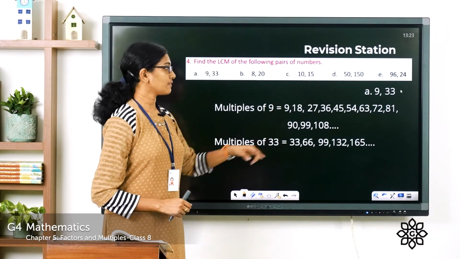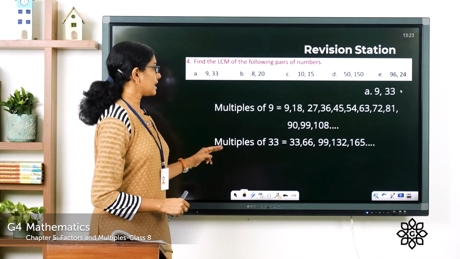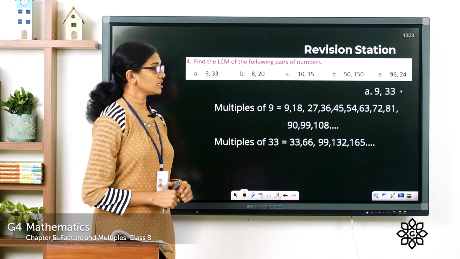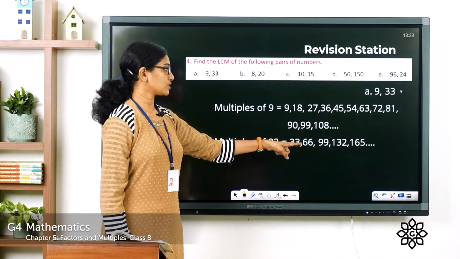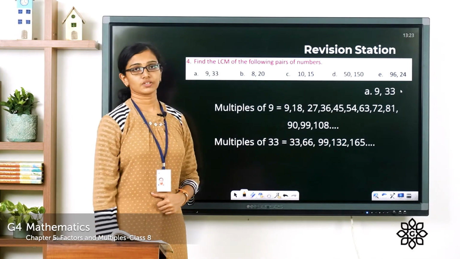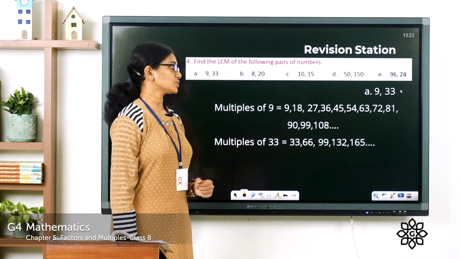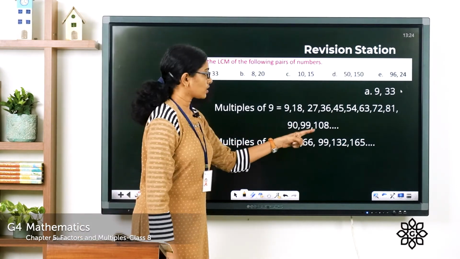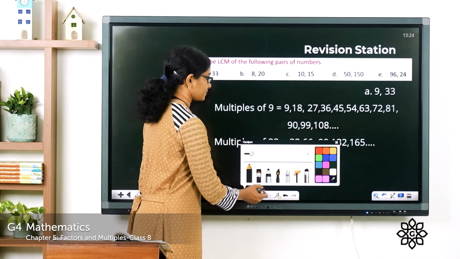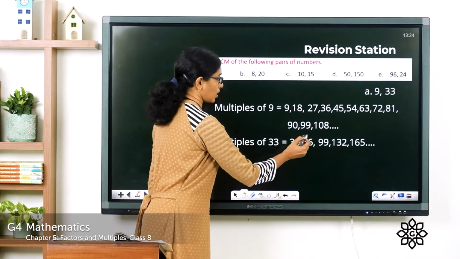It goes on. Here we have a few multiples listed, and a few multiples of 33 are also listed here. 33 ones are 33, 33 twos are 66, 33 threes are 99 and so on. So do you see common multiples here? See any common multiple here? This 99 is a common multiple.